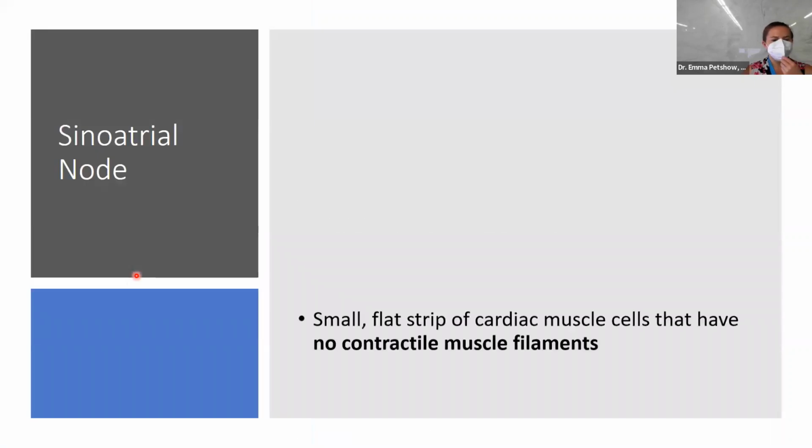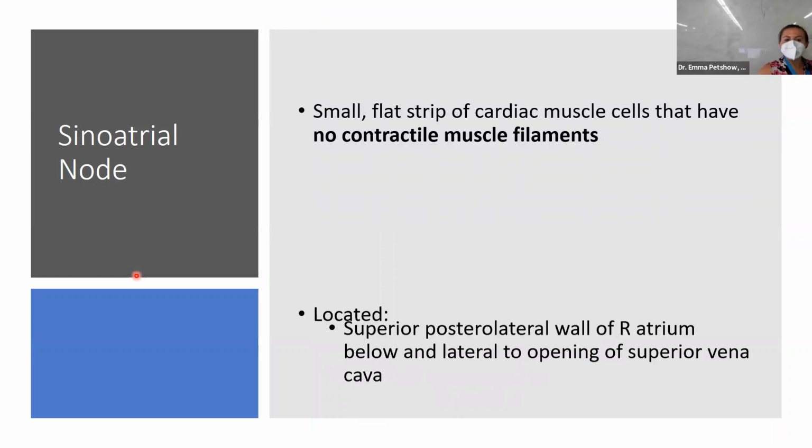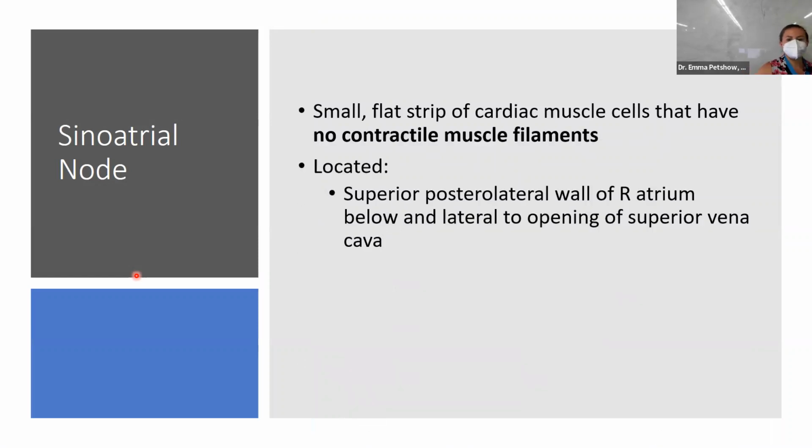The SA node, or sinoatrial node, is just a small flat strip of cardiac muscle cells that have no contractile muscle filaments. That's a really good exam question, right? What's the one portion of the heart that contains no contractile muscle filaments? Well, that'd be the SA node, in our atria. That's fantastic. I've used that question, in fact, in an exam before.